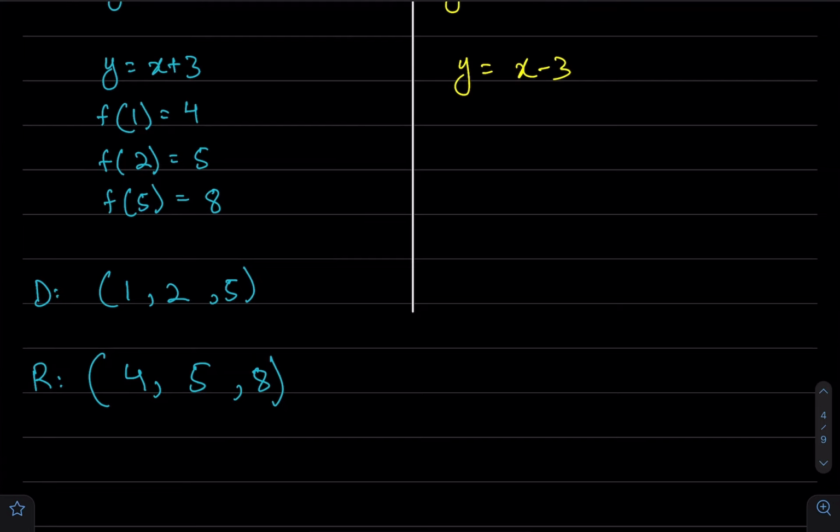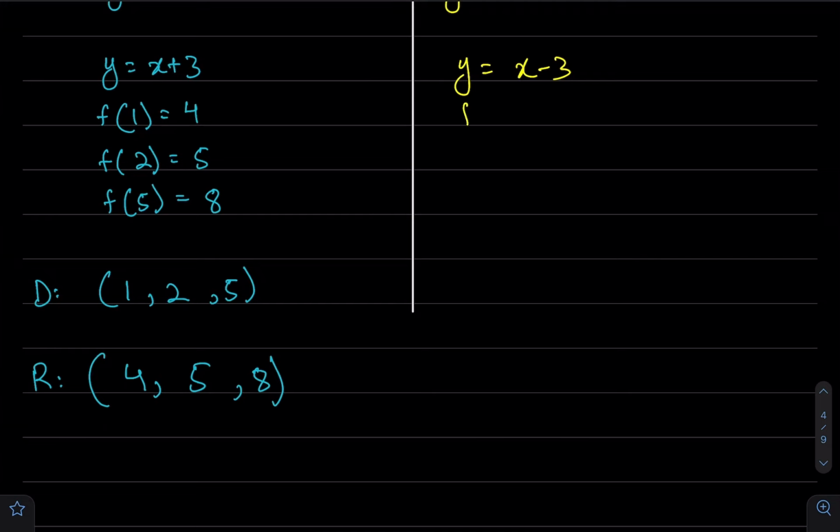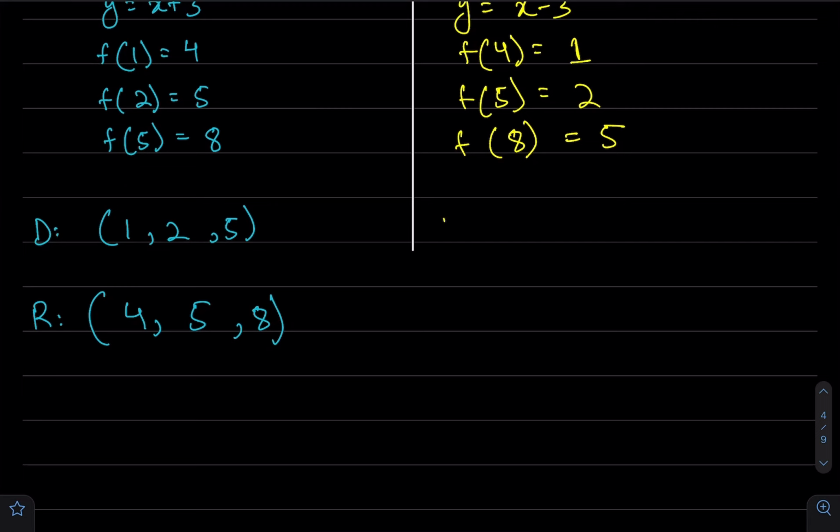And now if we take a look at this function and we input these numbers, we input 4 into this, what are we going to get? 4 minus 3 is 1. If I input, let's say, 5, we're going to get 5 minus 3, which is 2. If I input 8, what do I get? I get 5. And so our domain for this function is going to be the values that I inputted, which was 4, 5, and 8. And the range is going to be 1, 2, and 5 as outputs.